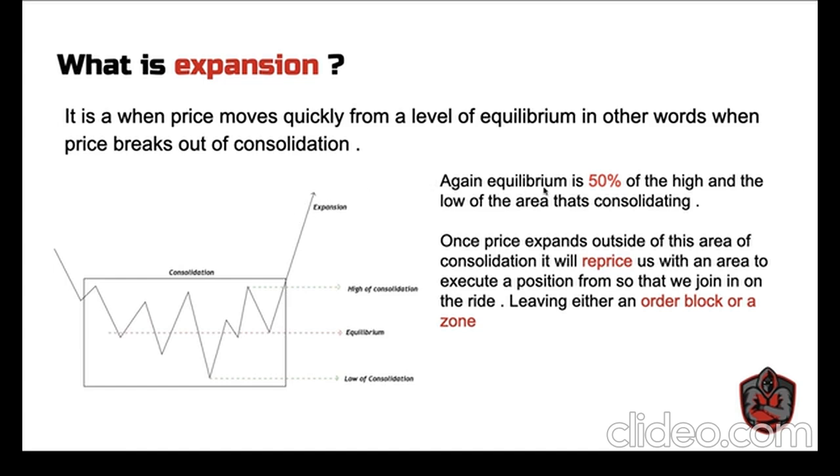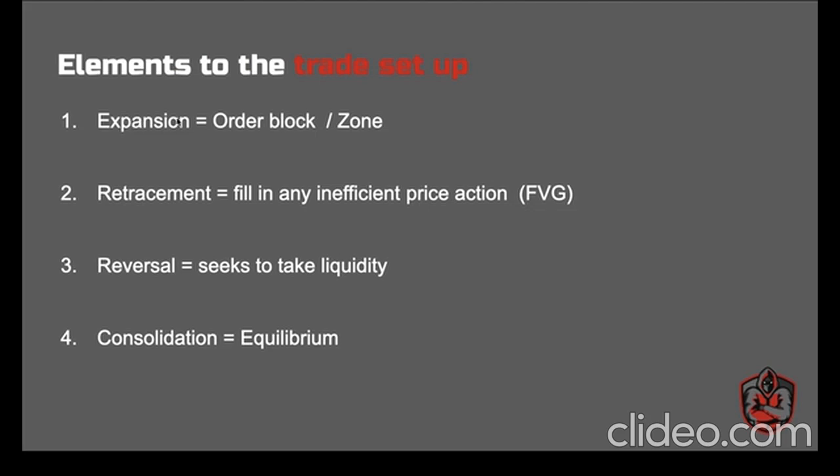Now again, equilibrium is 50% of the high and the low of an area that consolidates. So this is our consolidation, this is the high of the consolidation, and this is the low of the consolidation. So equilibrium will be 50% of it. Okay. Now, once price expands outside of this area of consolidation, it will reprice us with an area to execute a position from, so that we can join in on the ride, leaving either an order block or a zone. Now, remember when I told you guys to write down expansion equals order block or zone?